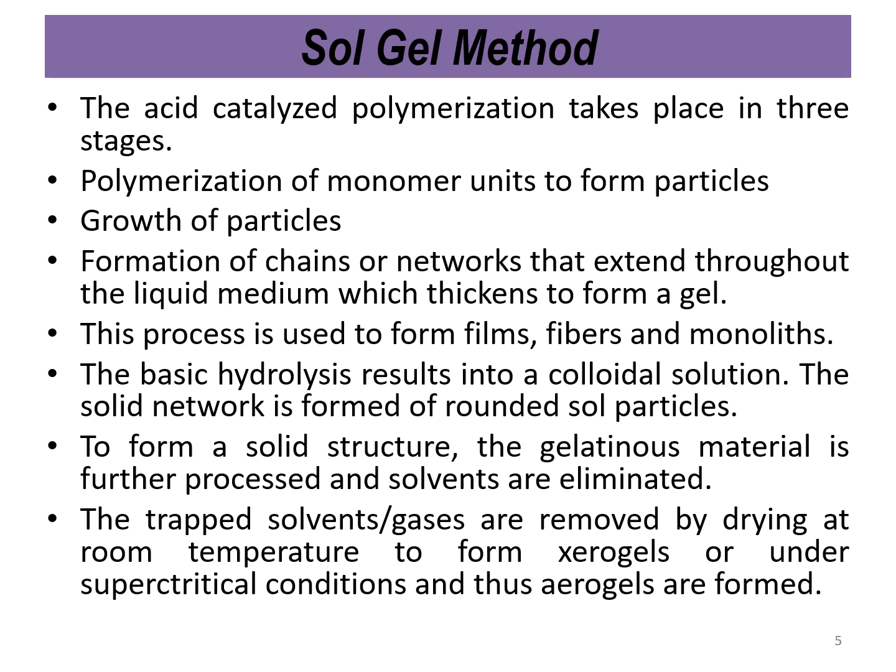This process is used to form films, fibers, and monoliths, different types of nanomaterials having different nature we can synthesize, for example, films, fibers, and monoliths. The basic hydrolysis results into a colloidal solution. The solid network is formed of rounded sol particles. To form a solid structure, the gelatinous material is further processed and solvents are eliminated.